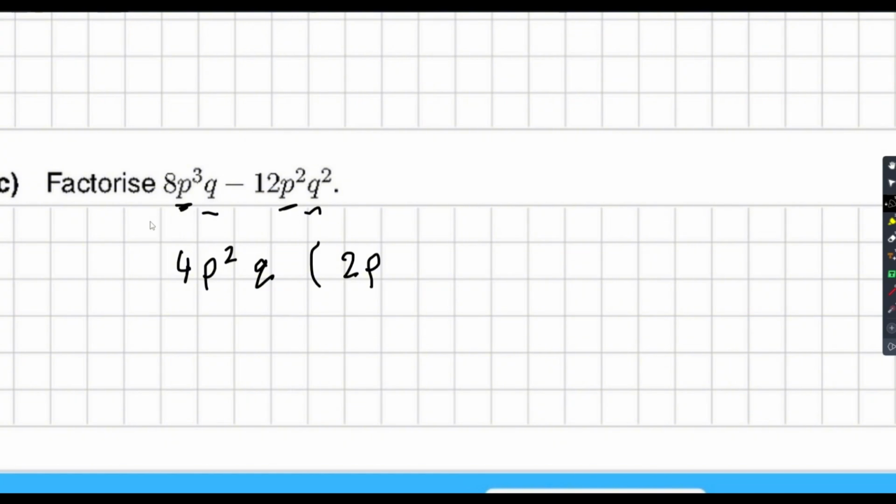Now we look at the next one, minus 12P squared Q squared. So again, how do we get from 4 to minus 12? We're going to have to multiply by minus 3. Yeah, because a plus times a minus is a minus. Now we look at the letters. So P squared, we have P squared, we have one Q, we need another Q because that is Q squared. So we're going to multiply by Q. And that's it.